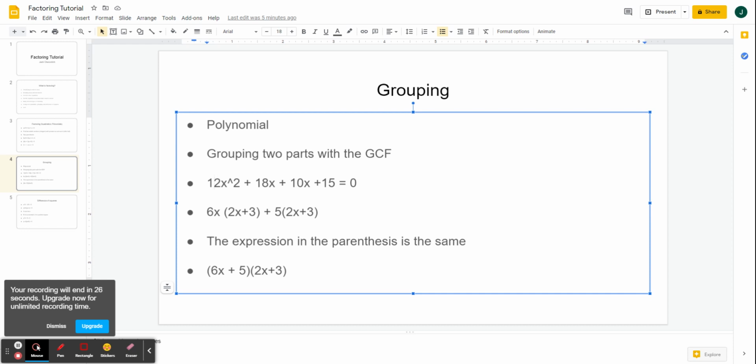And this is important because it has to be the same. After you simplify it, you take what's outside the parentheses and put it together, 6x plus 5, and then these two expressions, which should be the same, the expressions inside the parentheses, get put right here. And then after that, you could just solve for x.